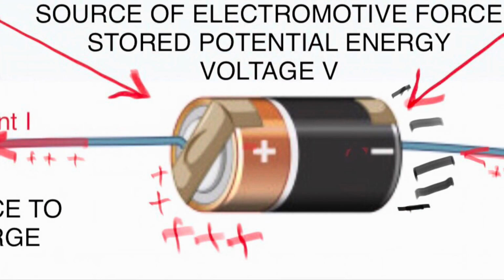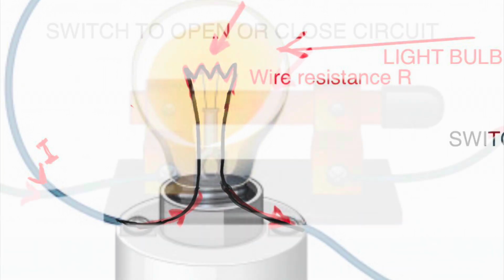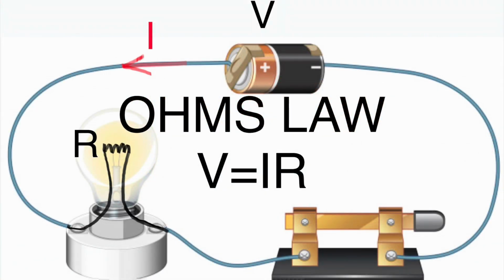This is the battery. It's the source of electromotive force. It has stored potential energy that you pay for, and it's measured in volts. It has an excess of plus charges on one side and negative charges on the other side. The light bulb is a wire that is very long, and it's made of tungsten, very thin, and it has a resistance, and that resists the flow, allowing the light to go on. This is the switch that merely turns on and off, allowing the circuit to be completed.